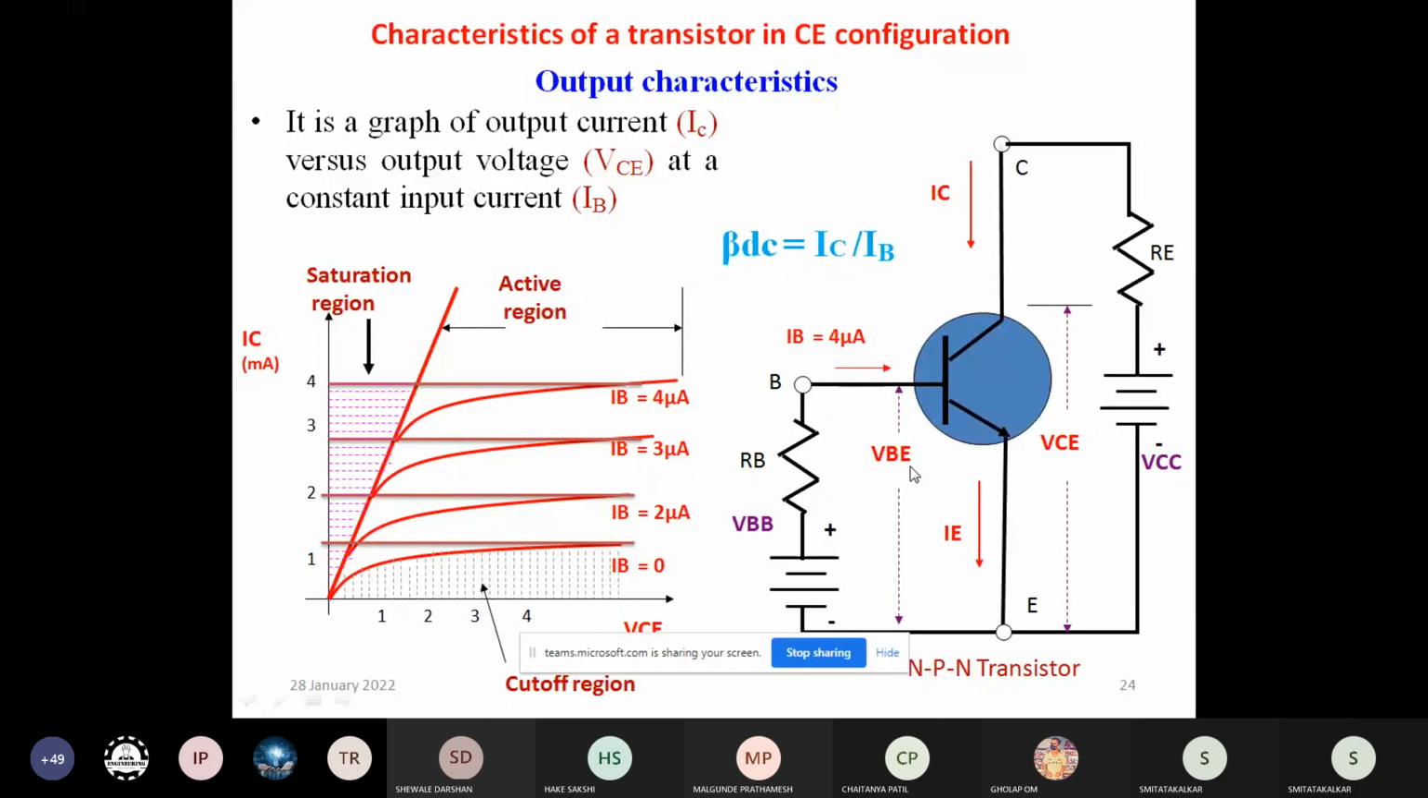A transistor in forward bias is an on switch. A transistor in reverse bias is an off switch. That's why we can use the transistor as an amplifier and as a switch. Okay, and then the last region, the saturation region. This is the saturation region.